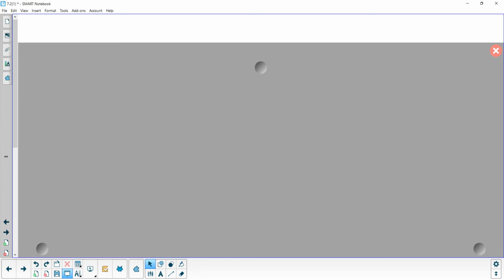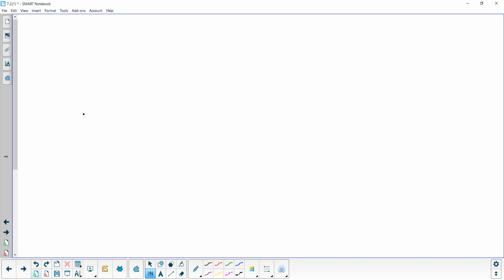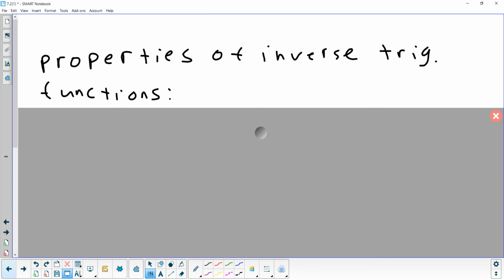So, we know that when you take a regular function and combine it with its inverse, it cancels itself out. Right? Here's an example. I took the squaring function, combined it with its inverse, which is square root, and what would you get if you simplified that? You just get 5. You get back exactly what you started with because you did something and then you undid it. Let's look at that with these trig functions.